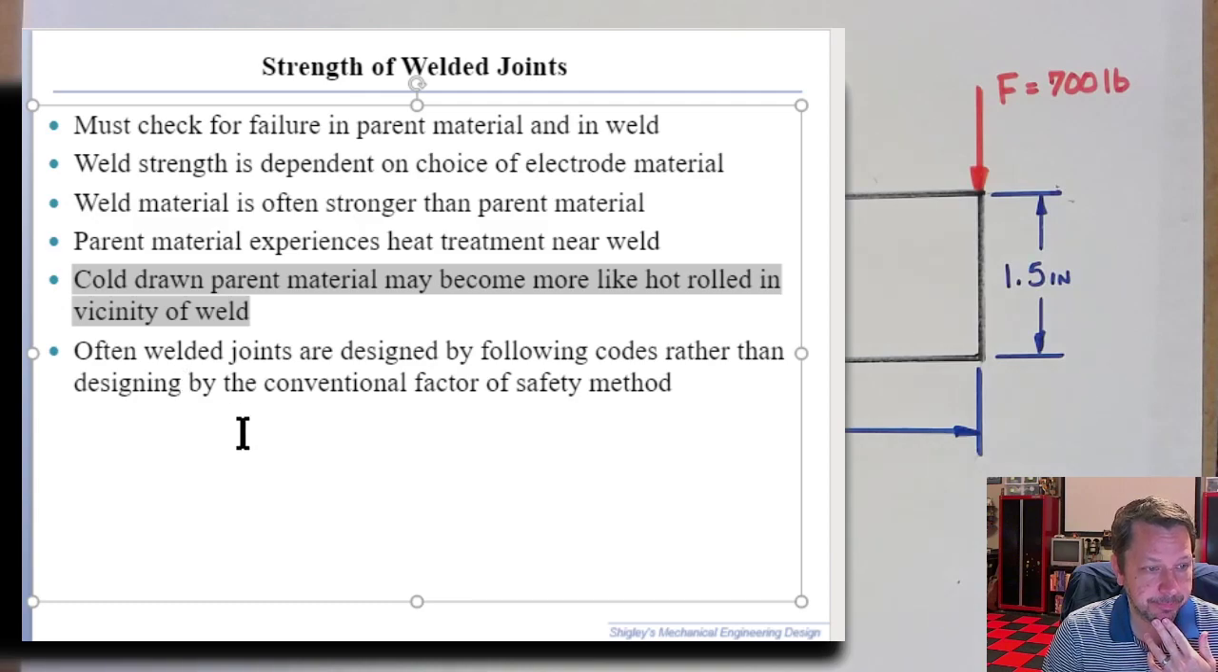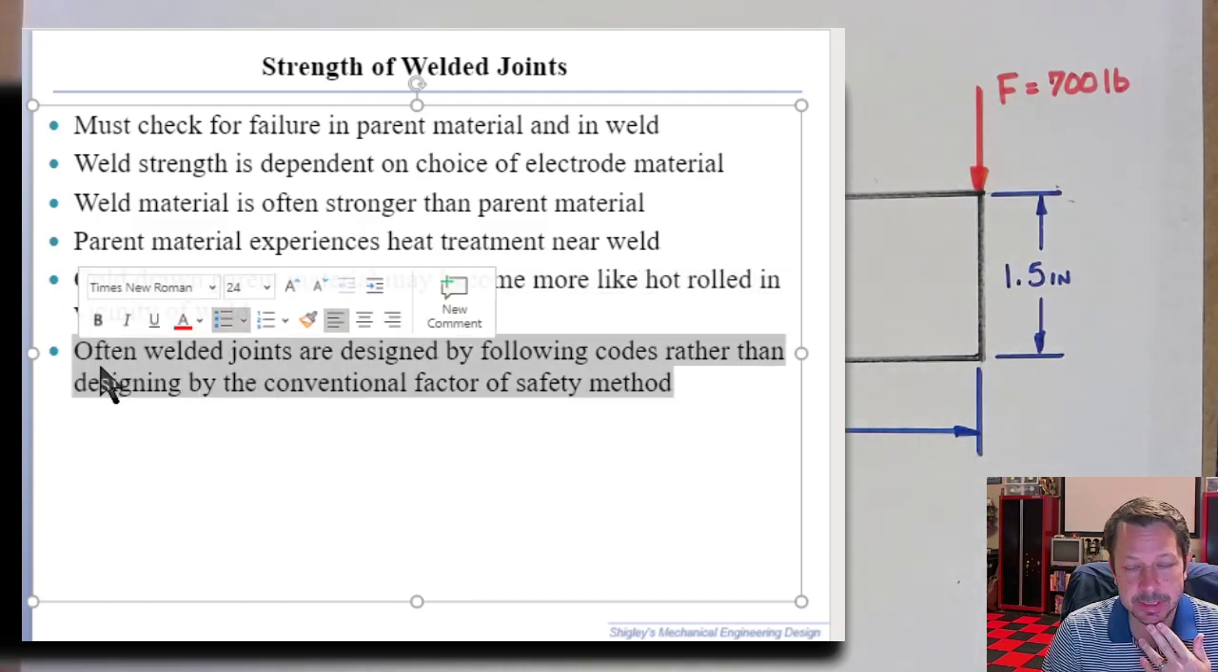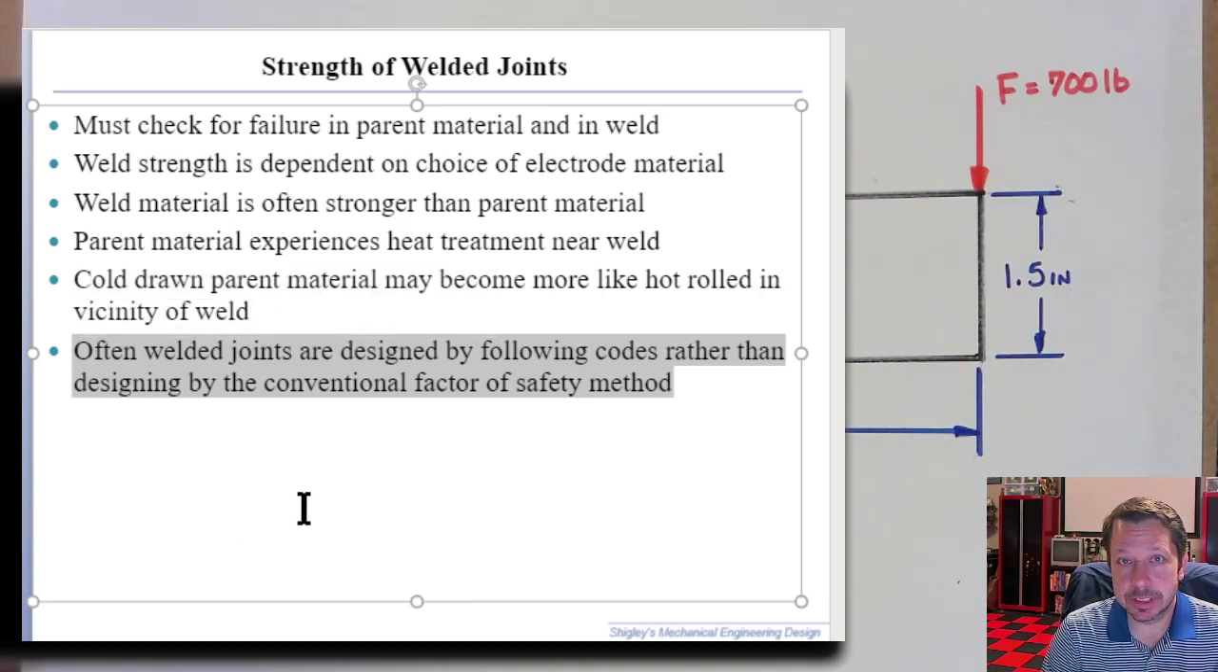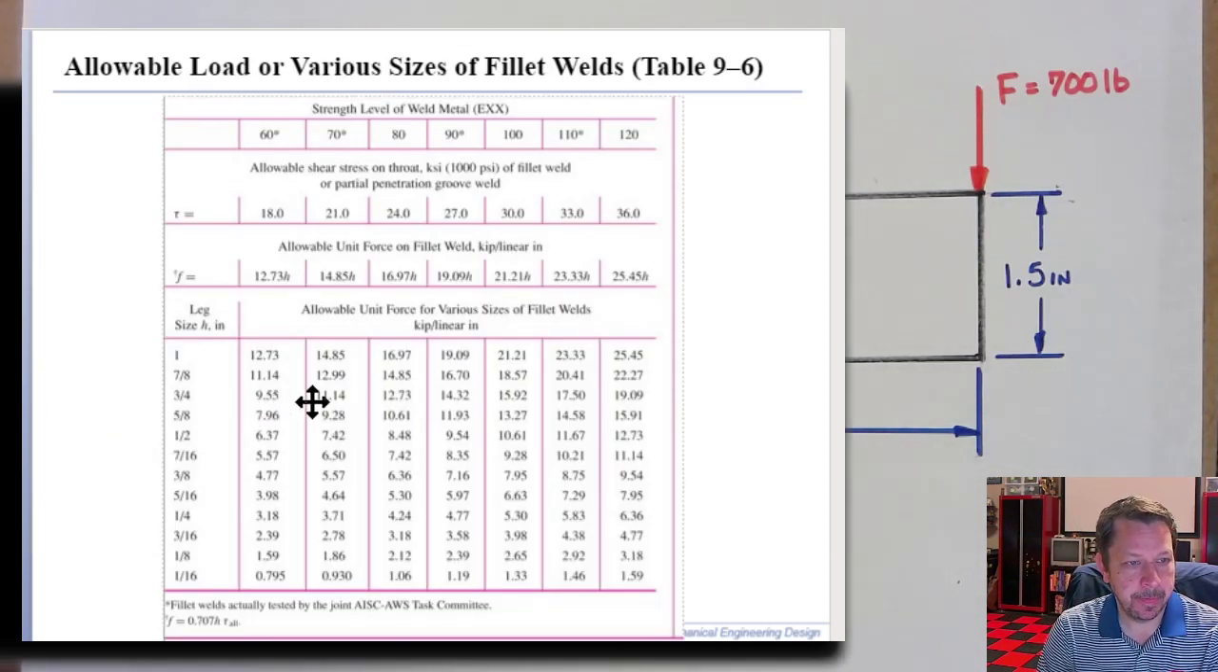that's what this line says. A lot of times, these joints are designed following codes, like the AISC code chart that we looked at earlier, this guy, where you just have an electrode material and linear feet of weld, and you can figure out how much force it can carry.